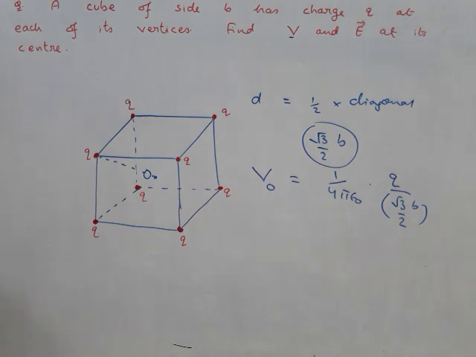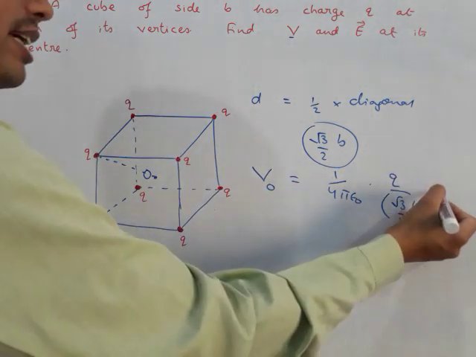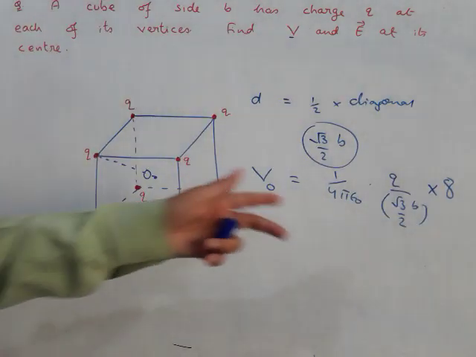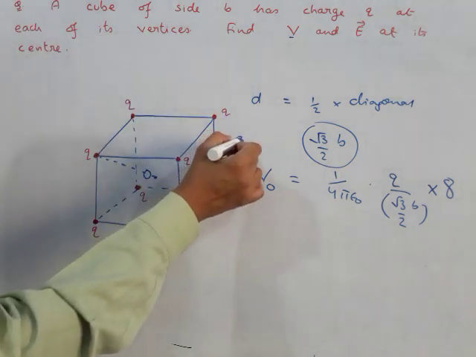Now this is the potential due to one of the charges, but there are how many charges? 8. So you have to multiply this entire expression with 8 to get the net potential. Simplification you can do it yourself. So this is the first part of the question.